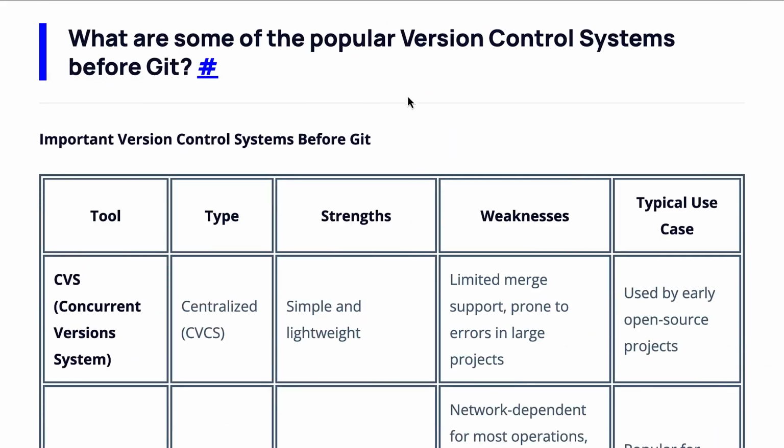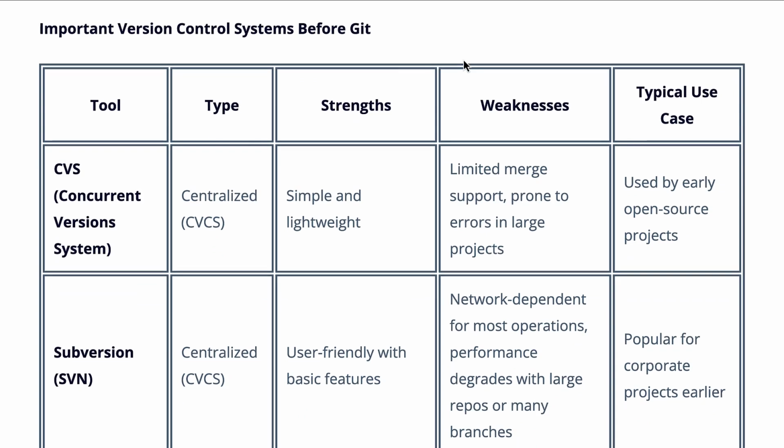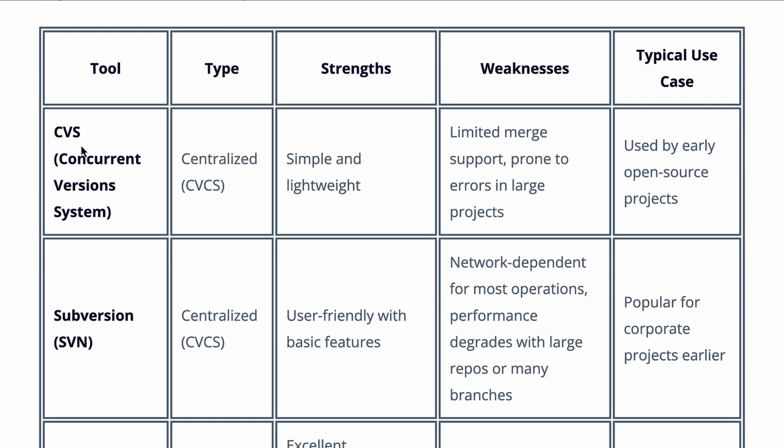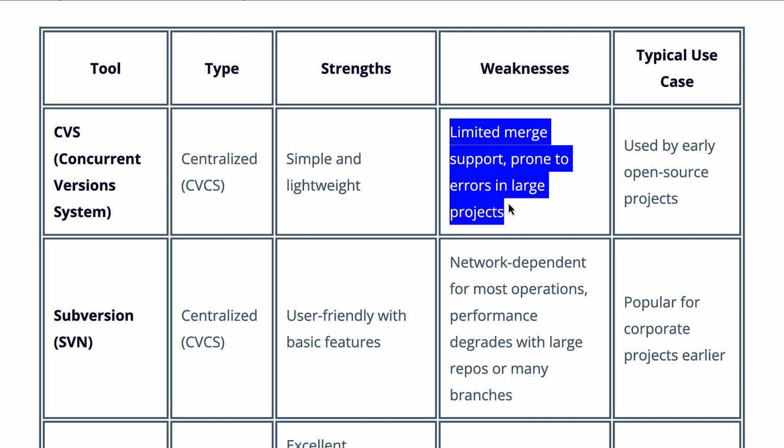In this specific step, let's look at some of the popular version control systems before Git. Important version control systems before Git. CVS, Concurrent Versions System. This was a centralized version control system. This is simple and lightweight. However, it provided limited merge support, and this was prone to errors in large projects. This was used by early open source projects, but very rarely used these days.